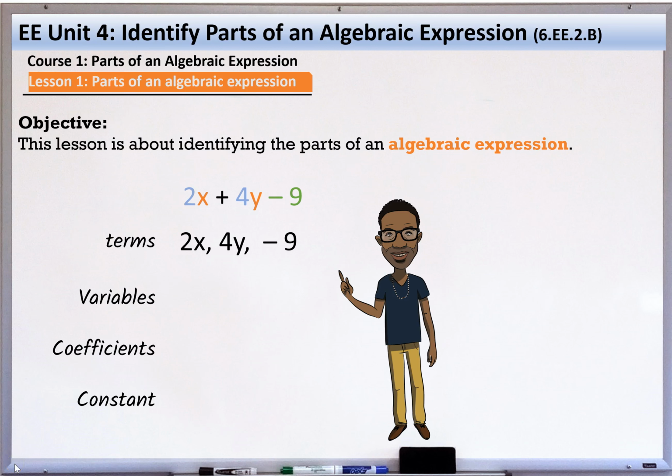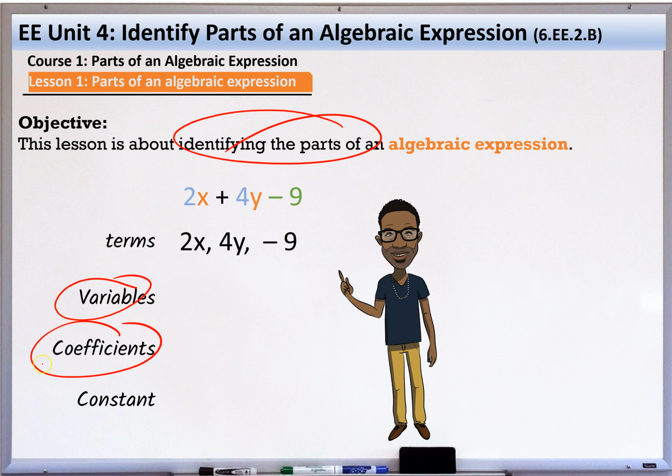We're going to work today on identifying parts of an algebraic expression. You already know a few. You should know what variables and coefficients are, but some of this vocabulary will be a little new. So we have our variables, our coefficients, introducing the idea of a constant, and we'll also talk a little bit about factors in algebraic expressions.